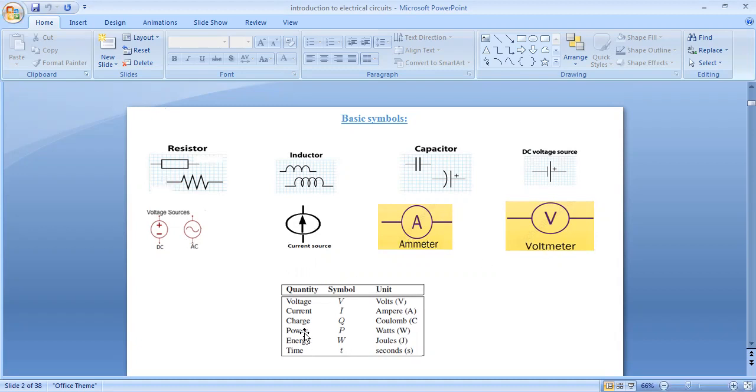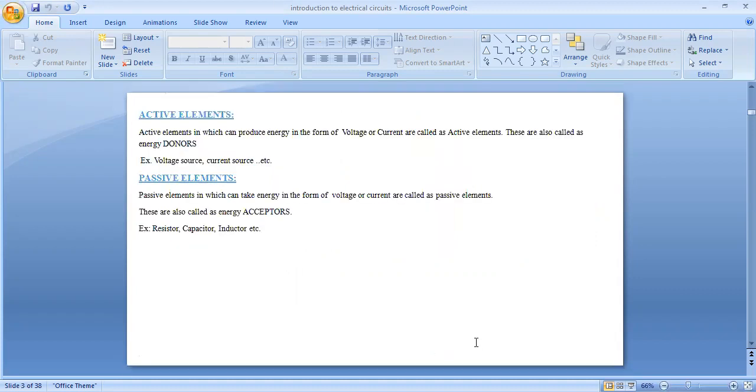So in this table we have different quantities, symbols and units of those quantities. First, voltage, the symbol is V, unit volts. Current, symbol is I, unit ampere. Charge, symbol is Q, unit coulomb. Power, symbol is P, unit watts. Energy, symbol is W, unit joules. Time, symbol is small t, and units are seconds.